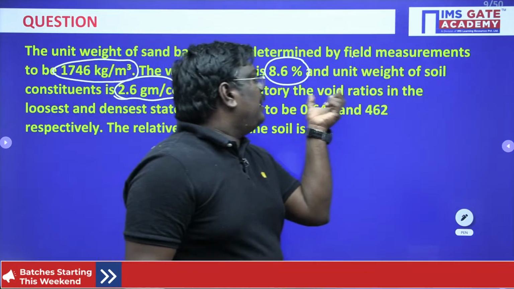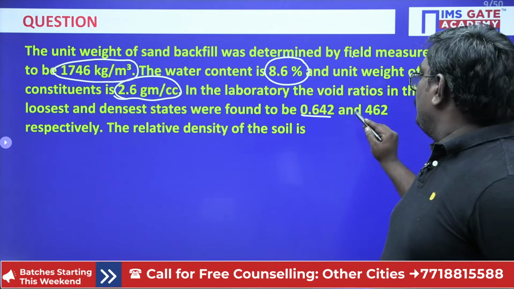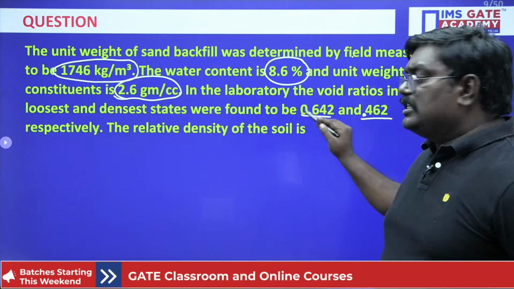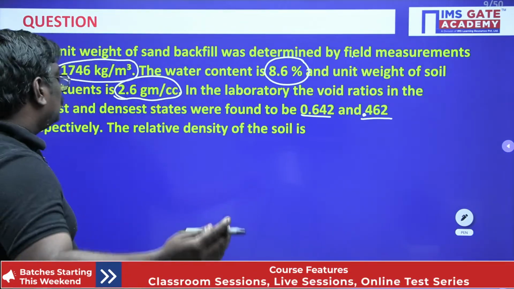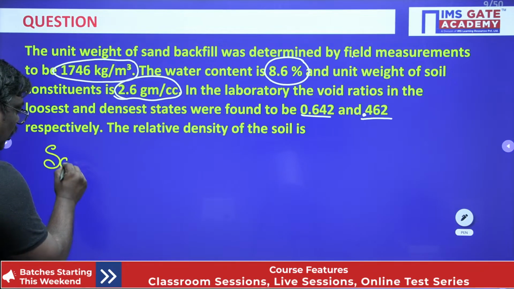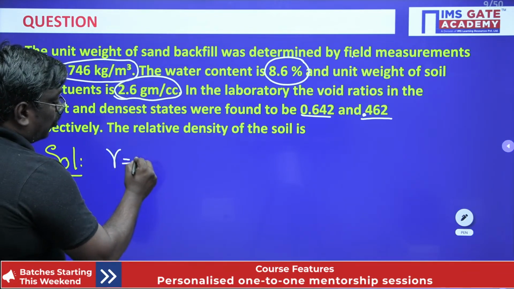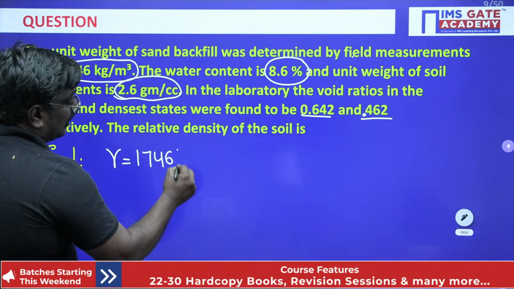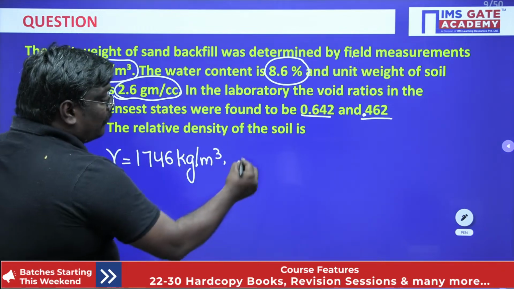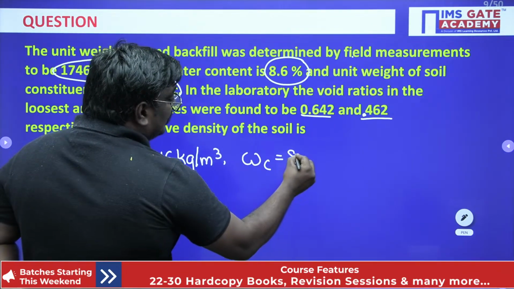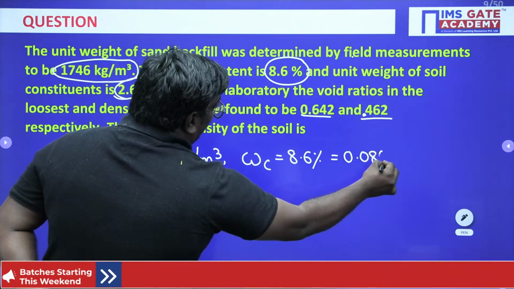In the laboratory, the void ratios in the loosest and densest state are found to be 0.642 and 0.462. What is the relative density? So see, students, here I will talk about the relative density. They have given you gamma, that is 1746 kg per meter cube. The unit weight of the soil is 1746 kg per meter cube. And the water content is how much? It is 8.6 percent, so you can write it as 0.086 if I am not wrong.